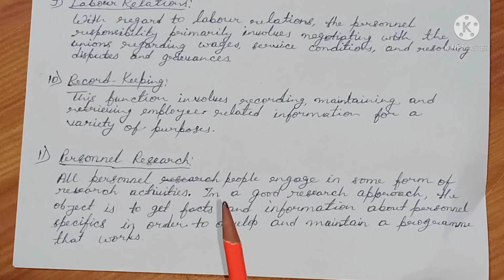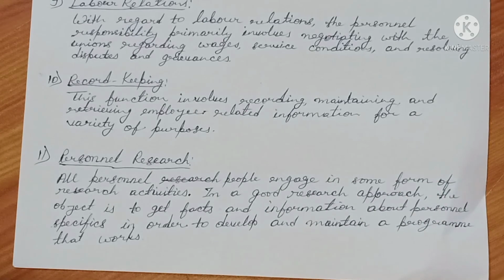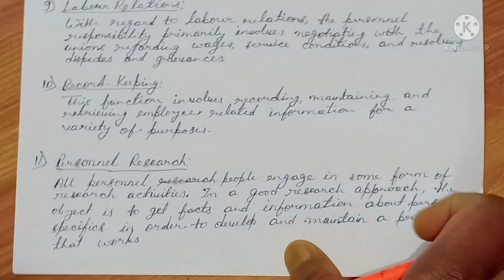Then after, personnel research. Personnel means related to people. All personnel people engage in some form of research initiative. In a good research approach, the object is to get facts and information about personnel specifics in order to develop and maintain a program that works. It means in personnel research, human resource managers acquire data and information about people working in the organization, so that decisions about the people can be taken in an effective and efficient manner.